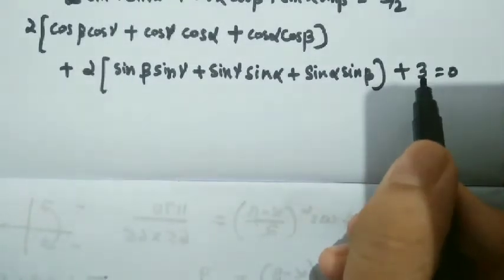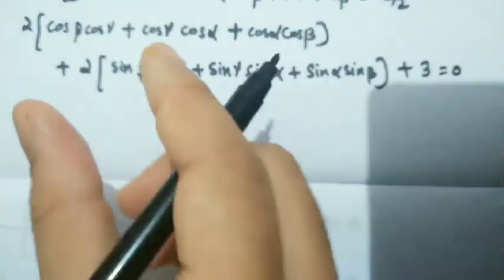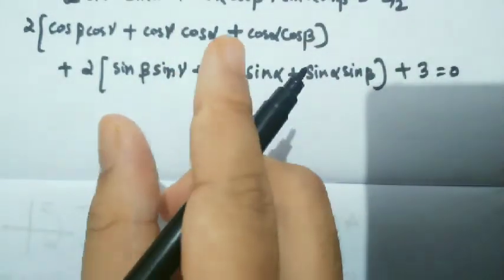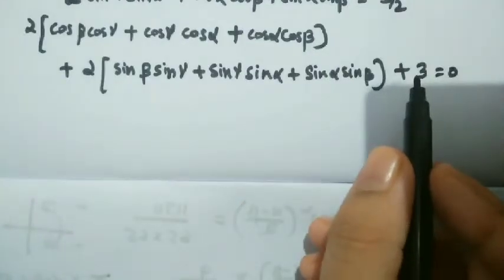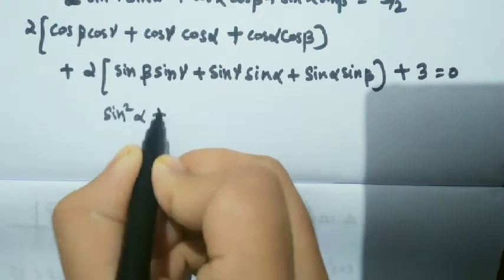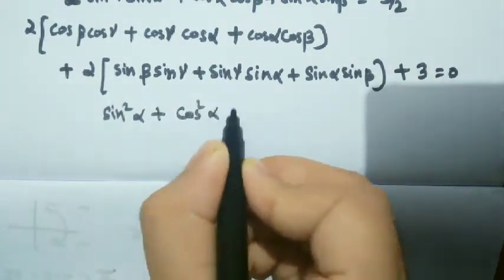So if I make these 3 into squared terms, I can take all terms together and get this as some (x + y + z) all squared. So this 3, if you see this 3, I know that sin² alpha plus cos² alpha is 1.